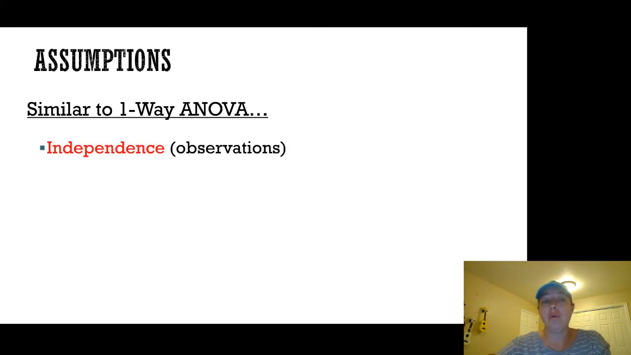So I kind of brought up assumptions to begin with. Similar to a one-way ANOVA, we have very similar assumptions. One is that our observations are all independent of each other.